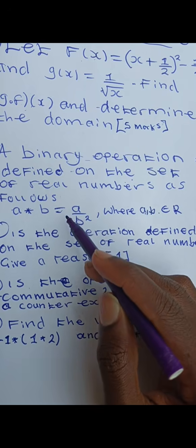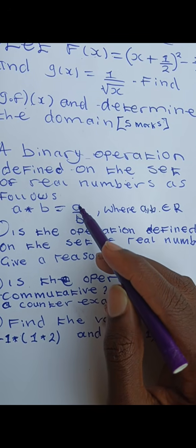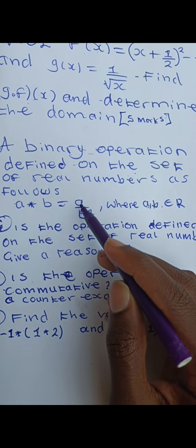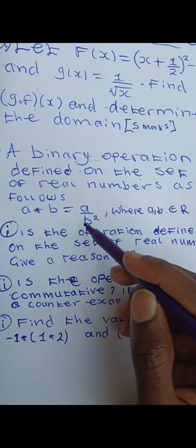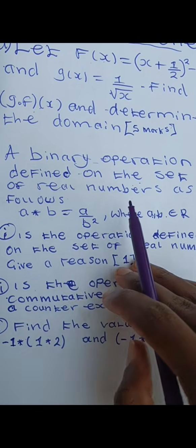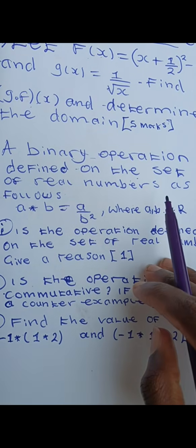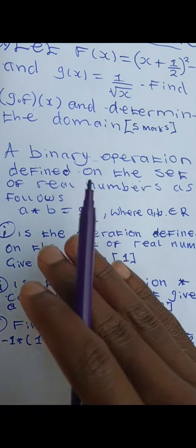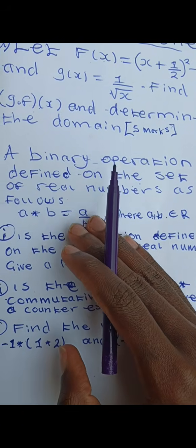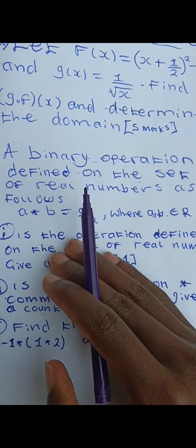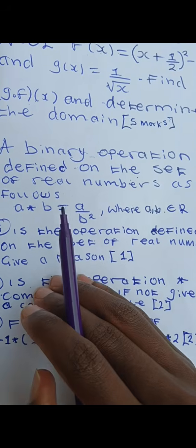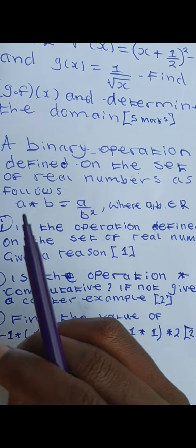Then when you plug them into the formula, if none of the real numbers that you think of gives you undefined, then this operation is defined on the set of real numbers. But if there is a certain variety of real numbers that gives you undefined, then this operation is not defined on the set of real numbers. So let me show you how to handle this question.